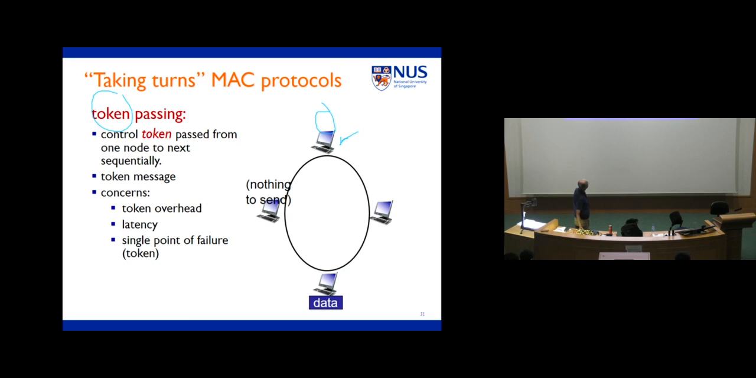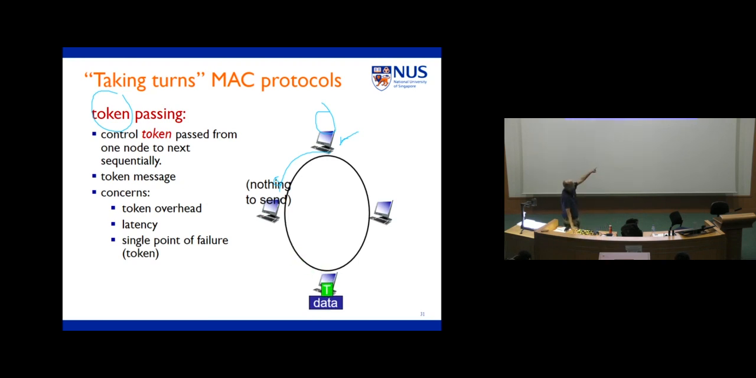Once you are done, you have to give the token to the next guy, just like what happened in the animation here. First, the token was with the node at the top. When the node is done with its transmission, it passes the token on to the next guy. If the next guy has data to send, it will send data. Otherwise, it will pass on the token to this guy.